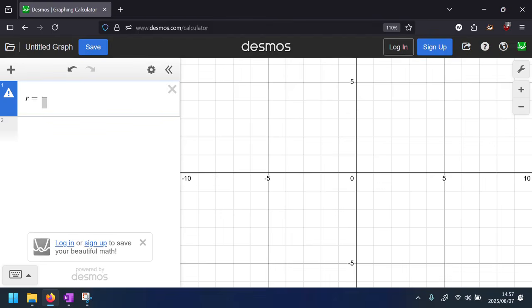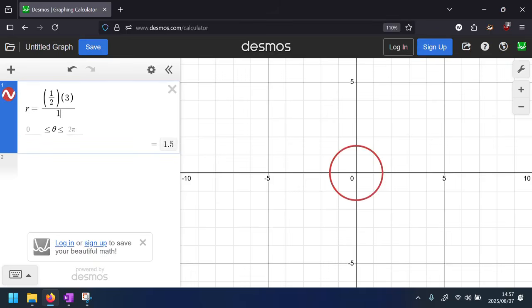Something between 0 and 1. So let's take a half. Okay, so that will be our E value. Then we need D, that will be the directrix. Let's say 3, something like that. Then we have 1. Okay, don't worry about that yet.